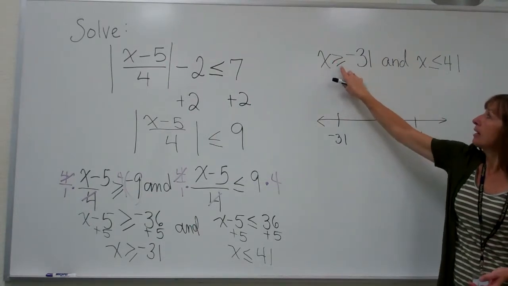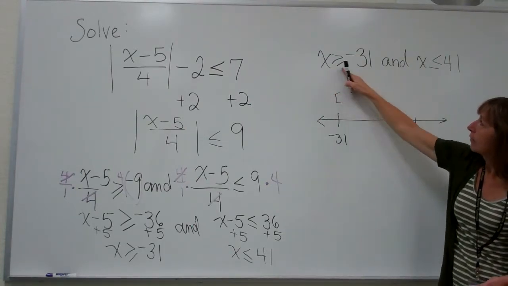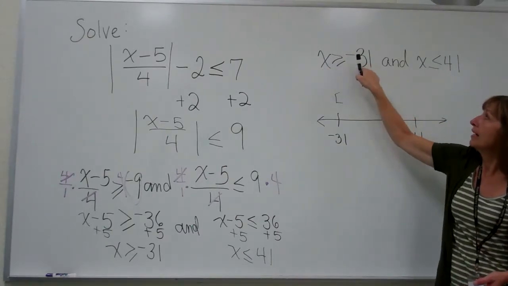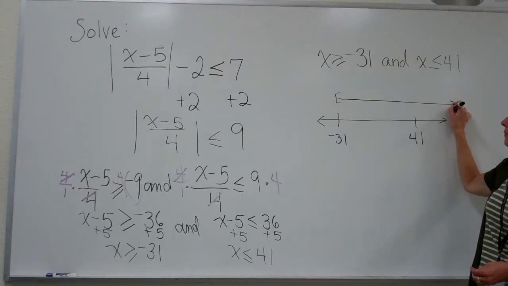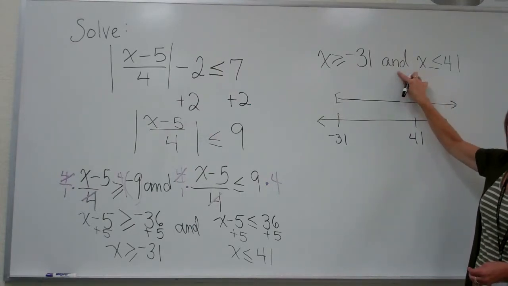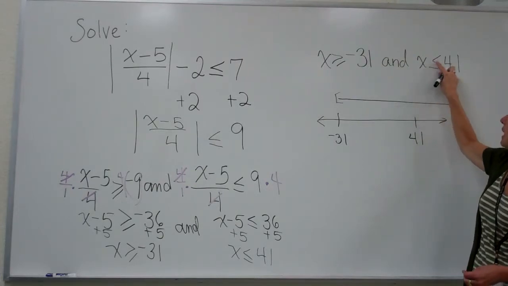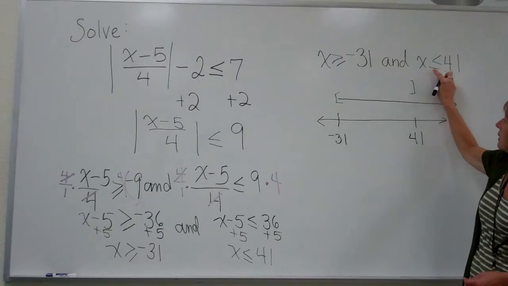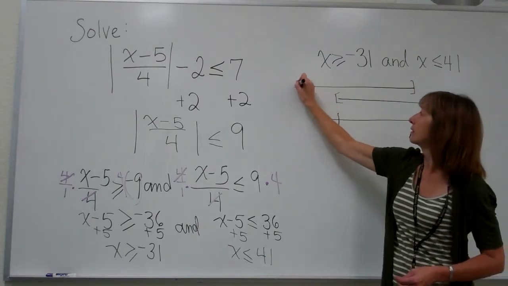The numbers that are greater than or equal to negative 31 will have a bracket at negative 31 because of the or equal to. And those numbers that are bigger than it are to the right of it, so we'll shade to the right. And there's still more with this compound inequality. The numbers have to be less than or equal to 41. So we have a bracket at 41 because it has the or equal to. And the numbers that are less than 41 are to the left.